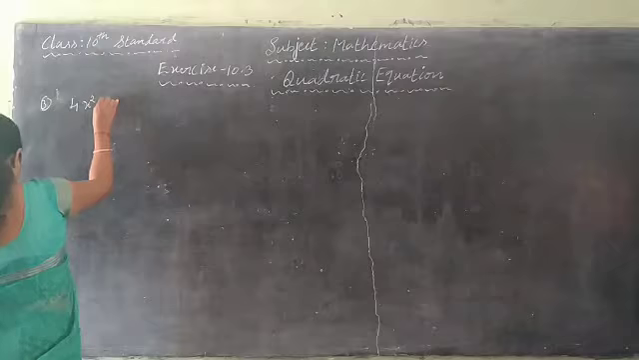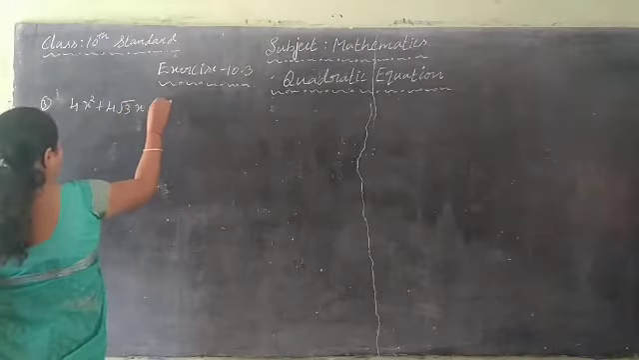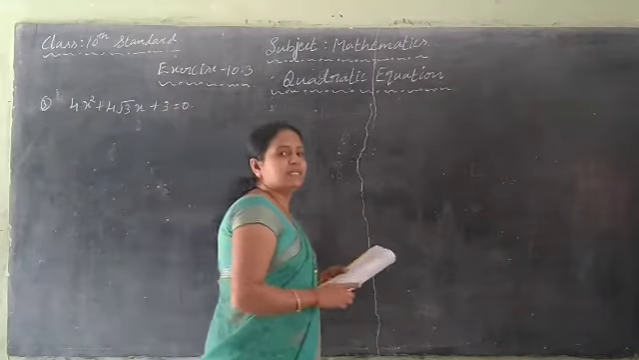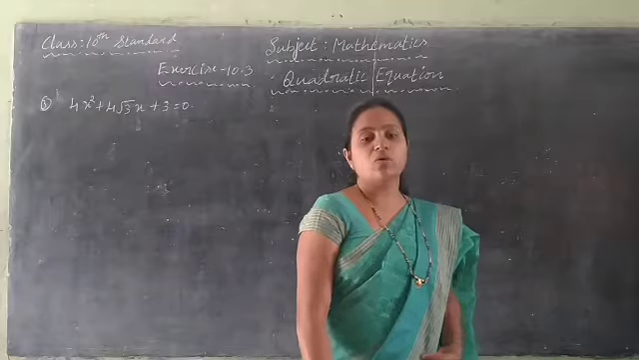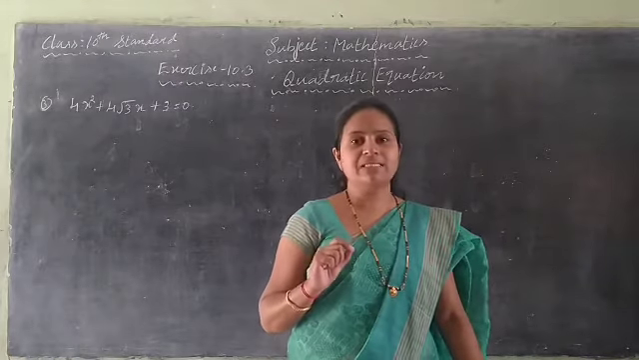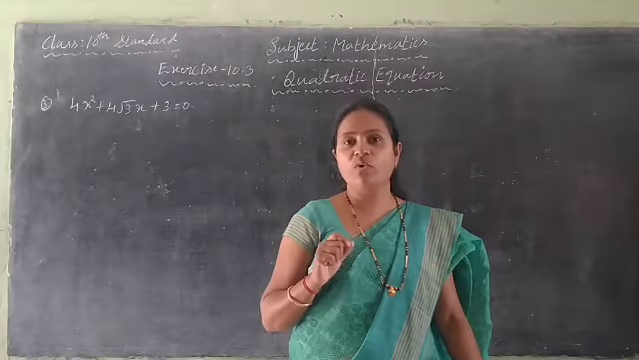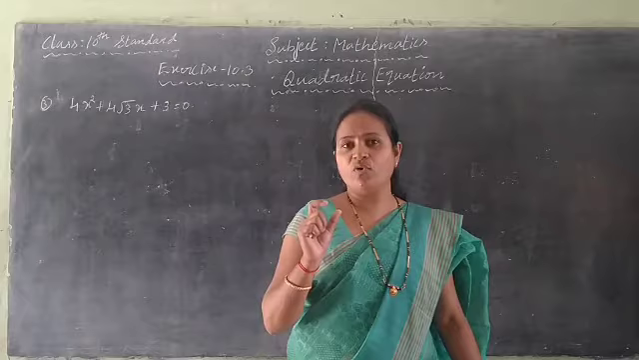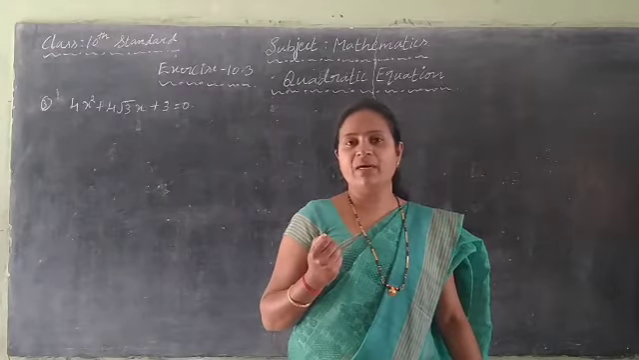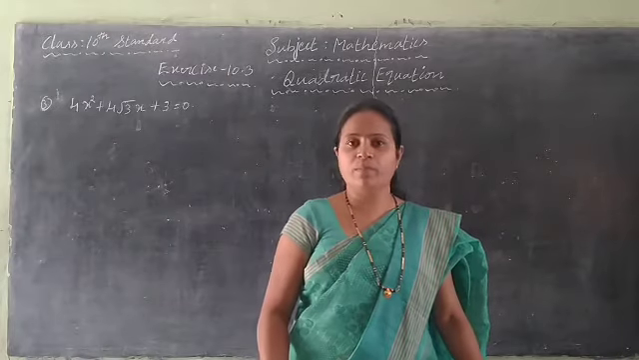4x square plus 4 root 3x plus 3 is equal to 0. See this problem, children. Here a root is there. See the first term, what is there? 4x square. So 4 is a perfect square, isn't it? So there is no necessity of multiplying by any term, right? So directly we can go on solving the problem, children.